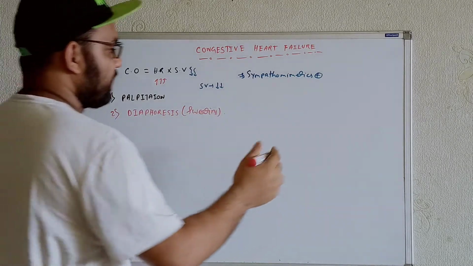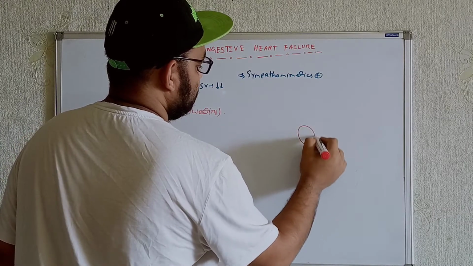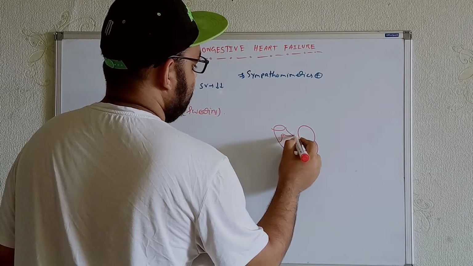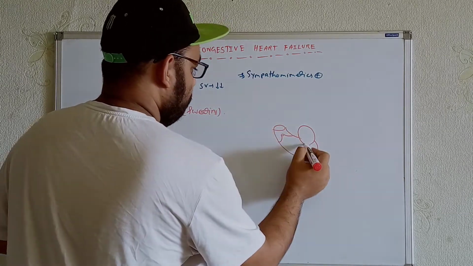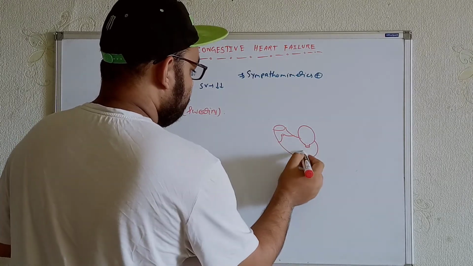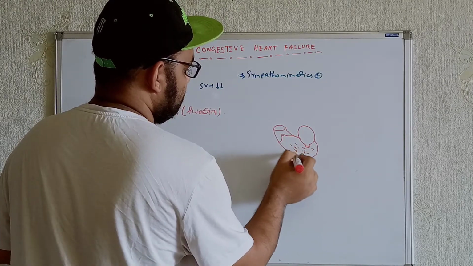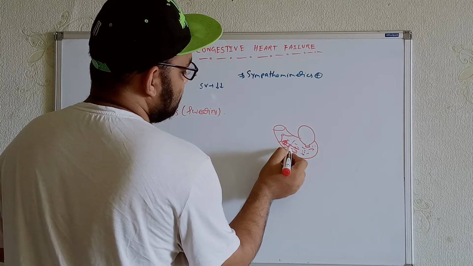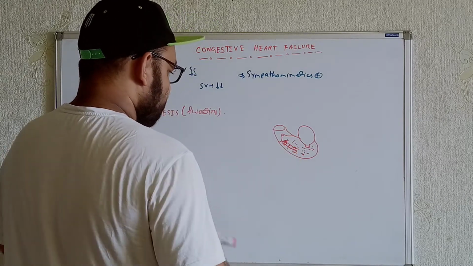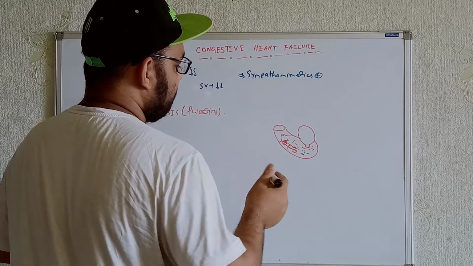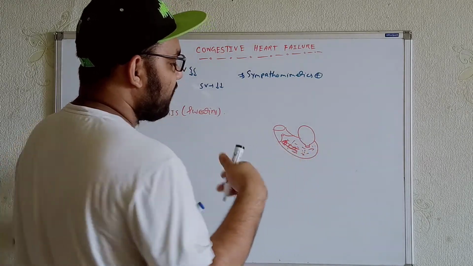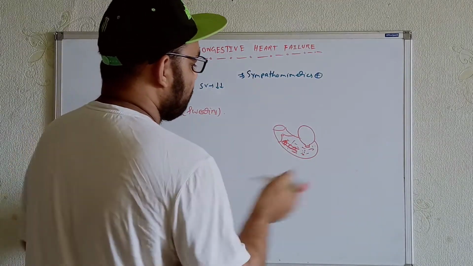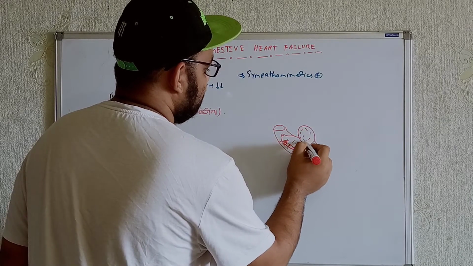Now try to understand. Let me show with this one. Whenever the heart is not able to pump, it is not able to pump the blood in the forward direction. As a result, the blood will keep on accumulating within the ventricle, and we will also see the pressure within the atrium increased. Here we will also see the blood increased.